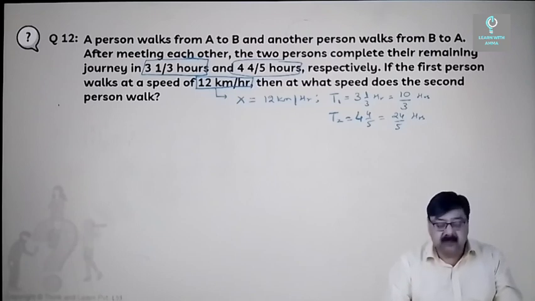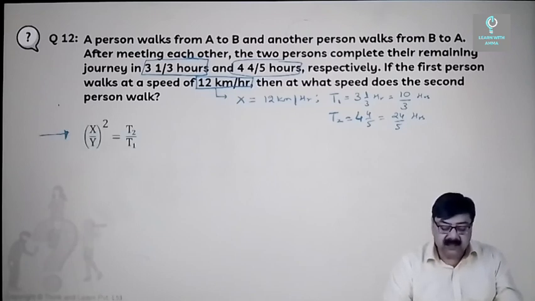So let us make use of the formula x by y whole square equals T2 by T1. We need to find out the speed of the second person, that is the person who's traveling from B to A.